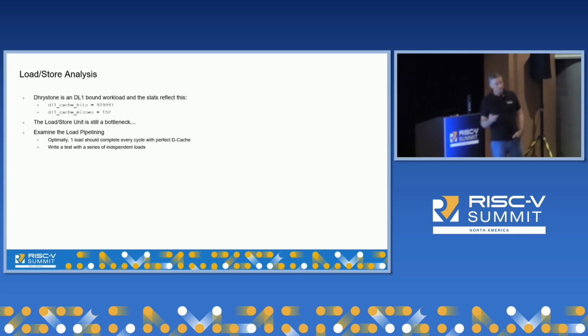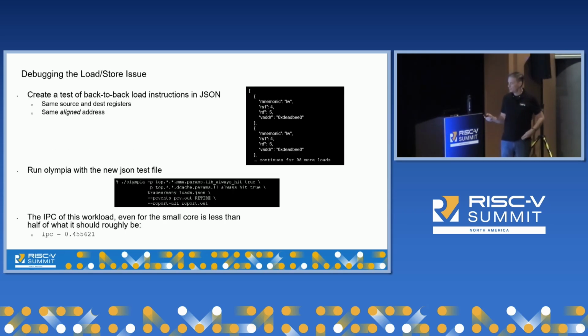Remember, Olympia can take two types of tests. It can take a trace, and I guess I didn't mention it can also take a JSON file. JSON files, you can just hand write them, and then you can run that test. Very handy for correlation, very handy for what-ifs. And so let's write a small JSON test.